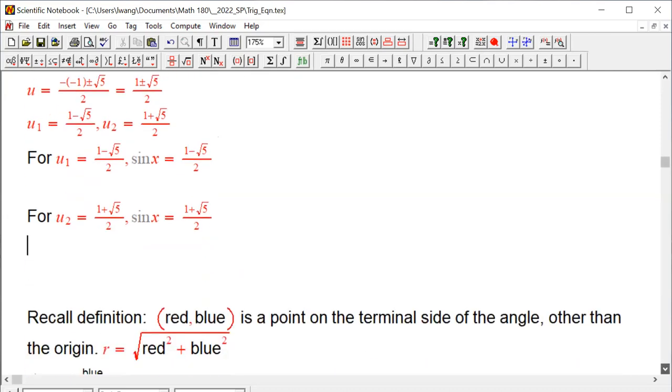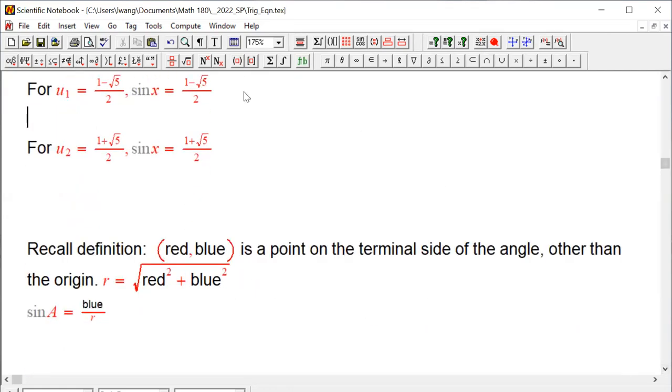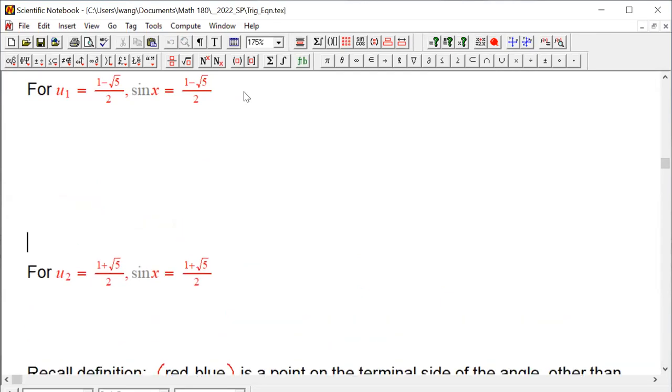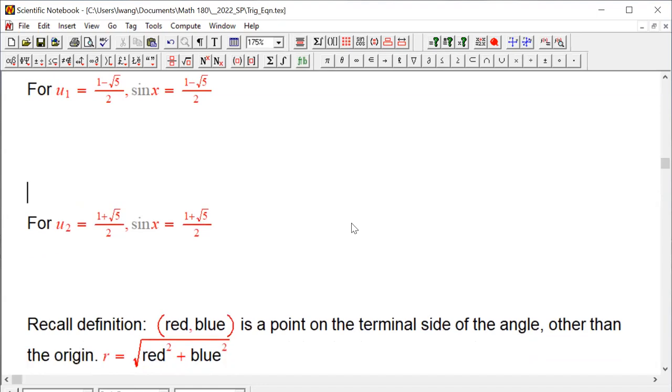Let's solve these two equations. They look intimidating, aren't they? There's nothing to be afraid of, okay? Don't be afraid. But one thing you need to check, knowing the domain and the range of sine, is that these numbers are within the range of sine. Why? If they're outside the range of sine, then there's no solution.